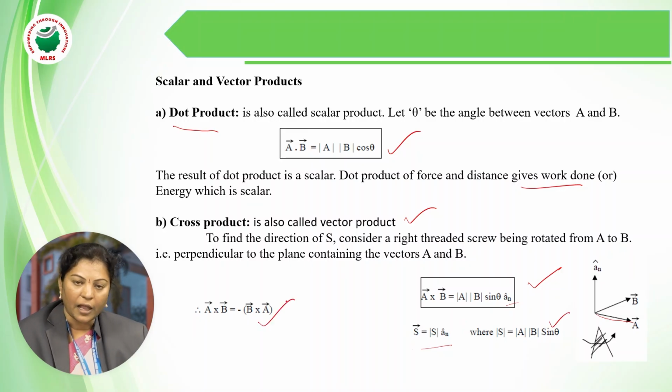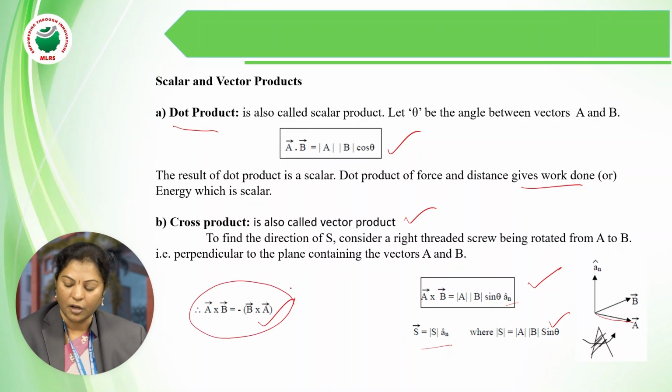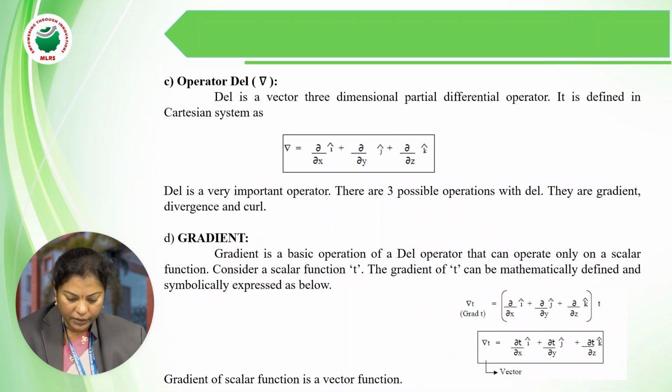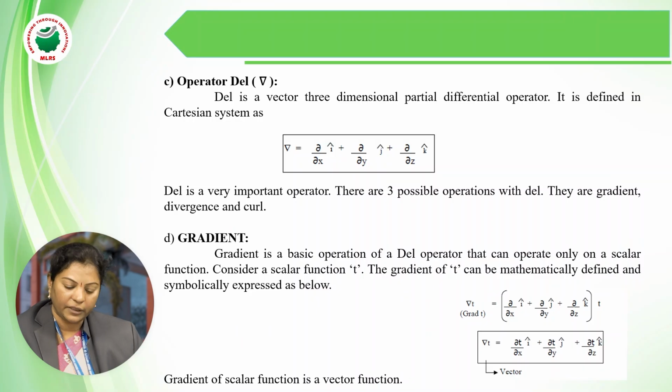As we know, A cross B equals minus B cross A. So these are all the properties of the cross product. Next, coming to the del operator. The del operator is a vector three-dimensional partial differential operator.